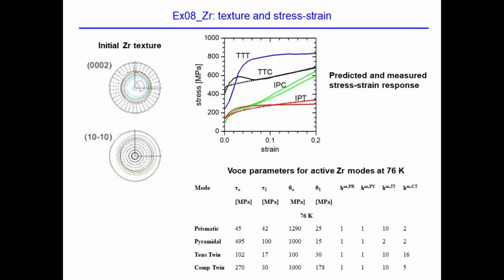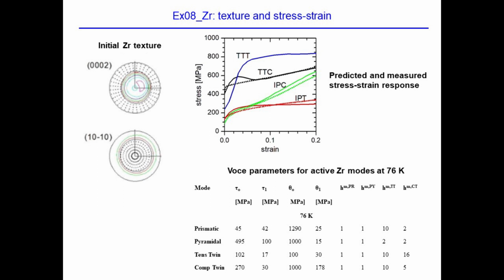The Voce parameters that we are going to use are listed here. There's no need for you to read them, but you can see that the prismatic is very easy. It has relatively low Voce parameters. The pyramidal has very high Voce parameters, and the tensile twin is somewhat in between, and much easier to activate than the compression twin.